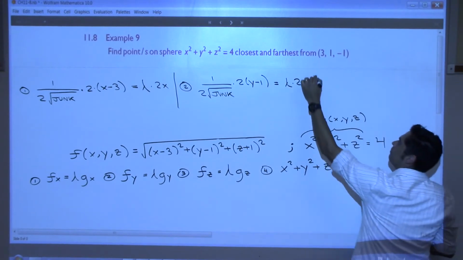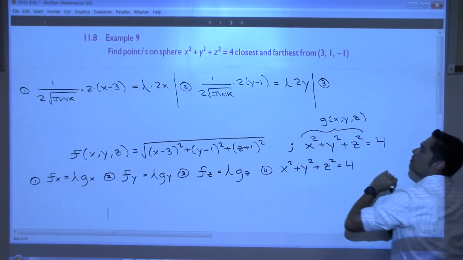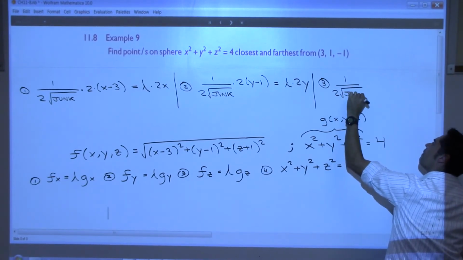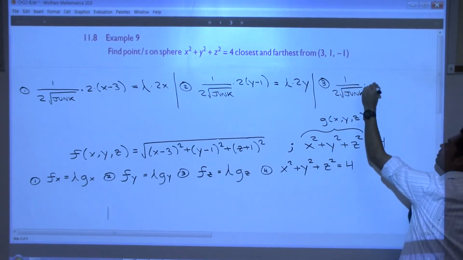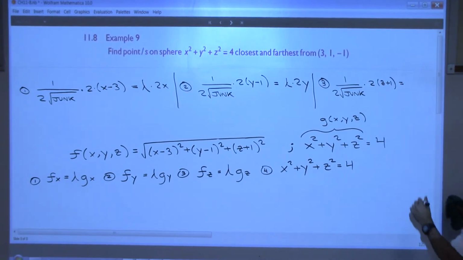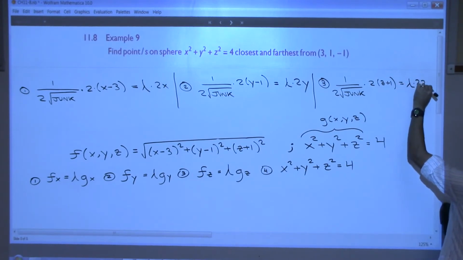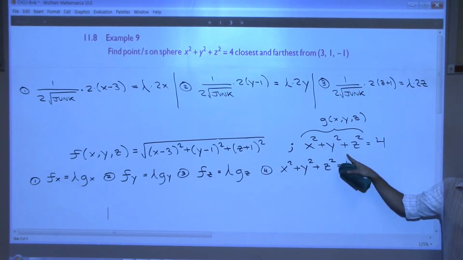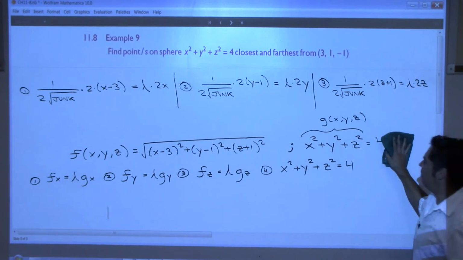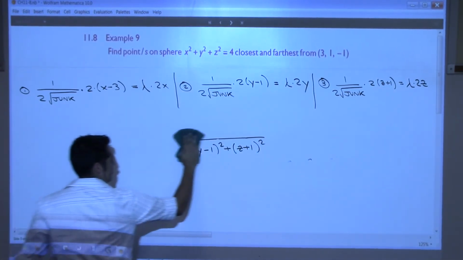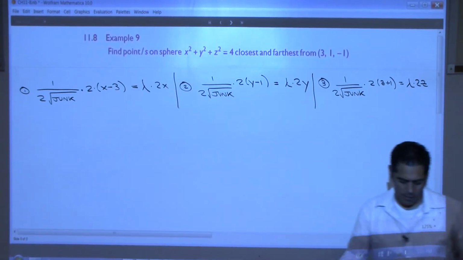Third equation. 1 over 2 root junk times 2 times z plus 1 must equal lambda times 2z. And then the fourth equation, remember, is this one, right? Let's just not forget that's our fourth equation. All right. Any questions before I continue? No?